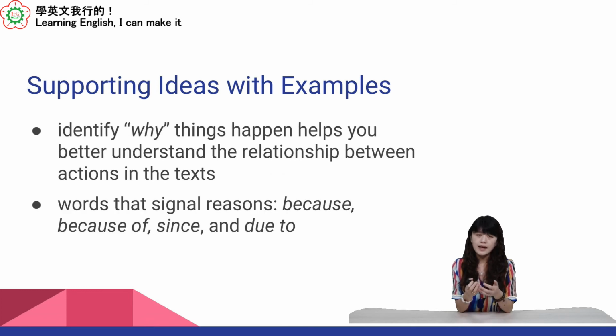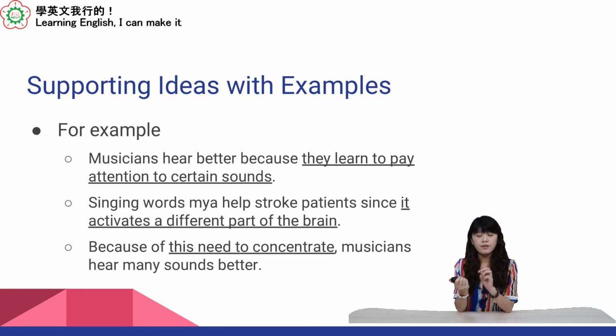So reading the text may contain one or more reasons why an action happens. Identifying why things happen helps the reader understand the relationship between the actions in the text. So the reason may come before or after the action or effect. The words that signal reasons include because of, since, and due to. Here are 3 examples for you to review.